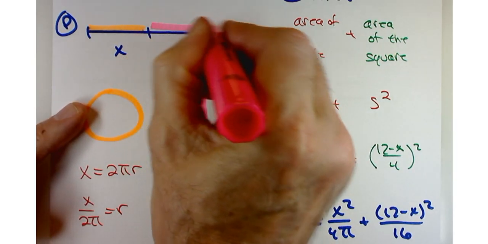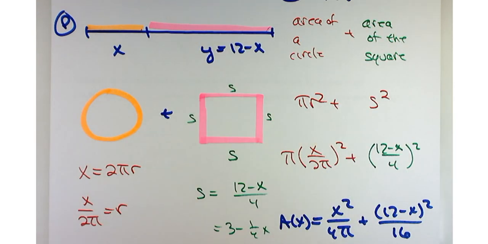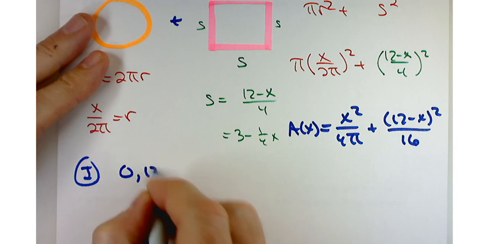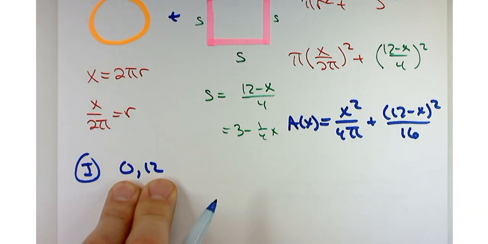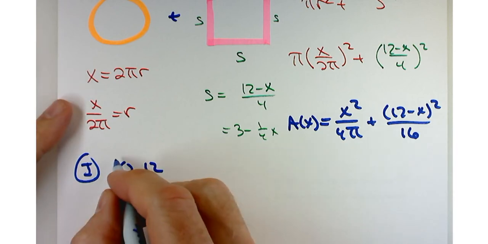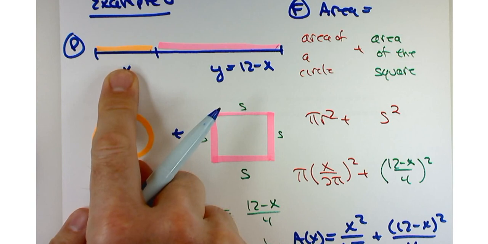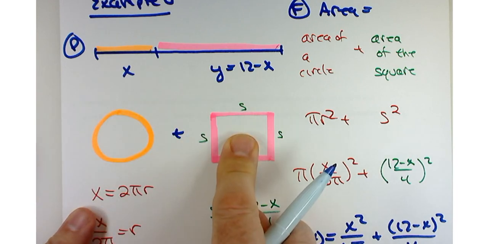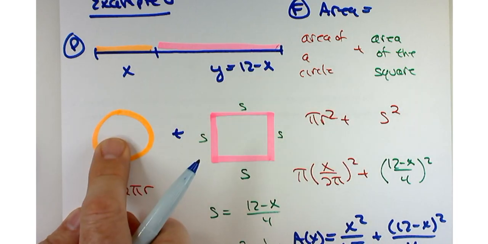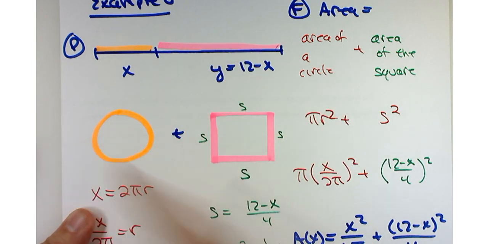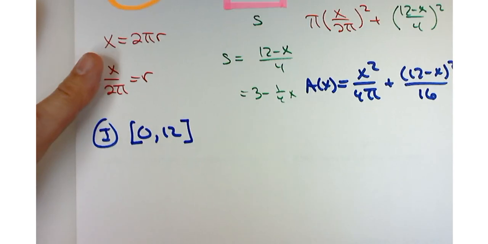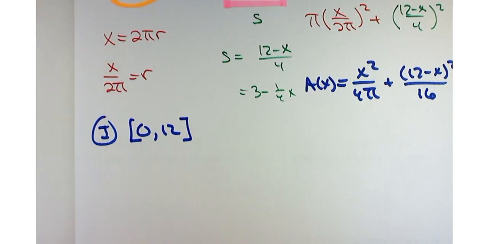0 and 12, right? Now here's something that's a little bit different than our previous problems. Brackets or parentheses on the 0 and 12? You can actually do a bracket. Because if you're doing a 0, that means you're using all the material for your square. If you do a 12, then you're using all the material for your circle. So you can actually use the endpoints in this one, unlike some of our other ones.